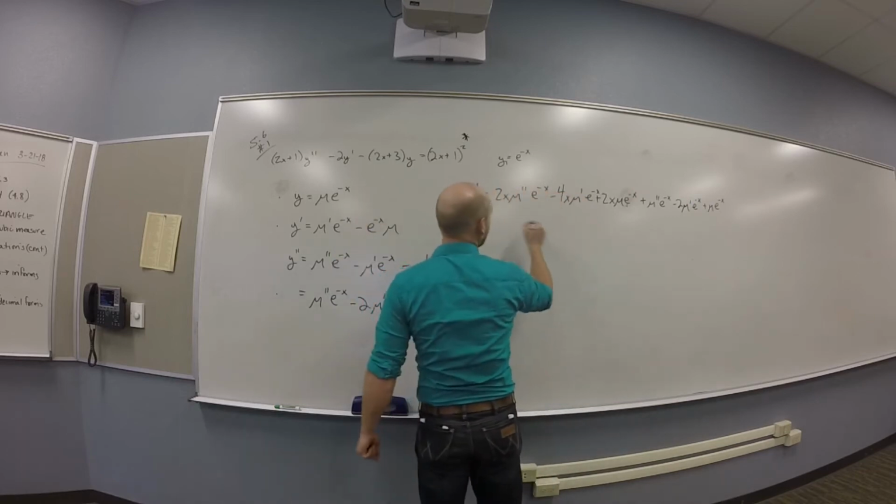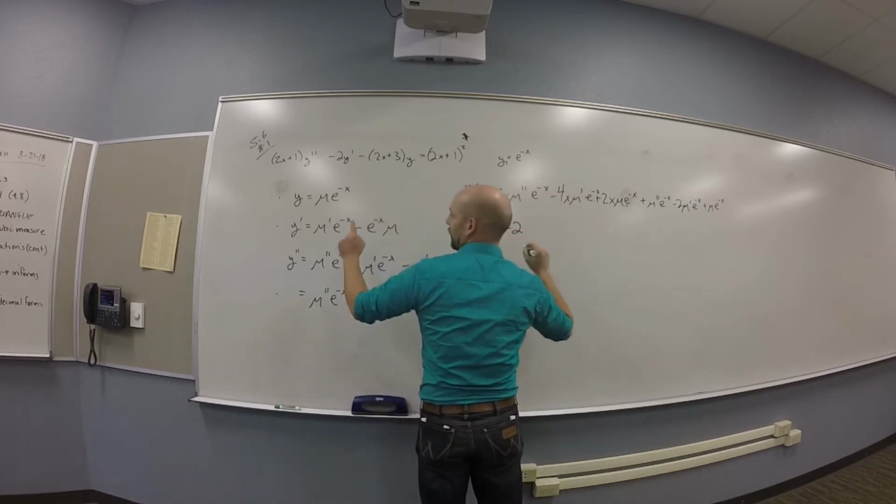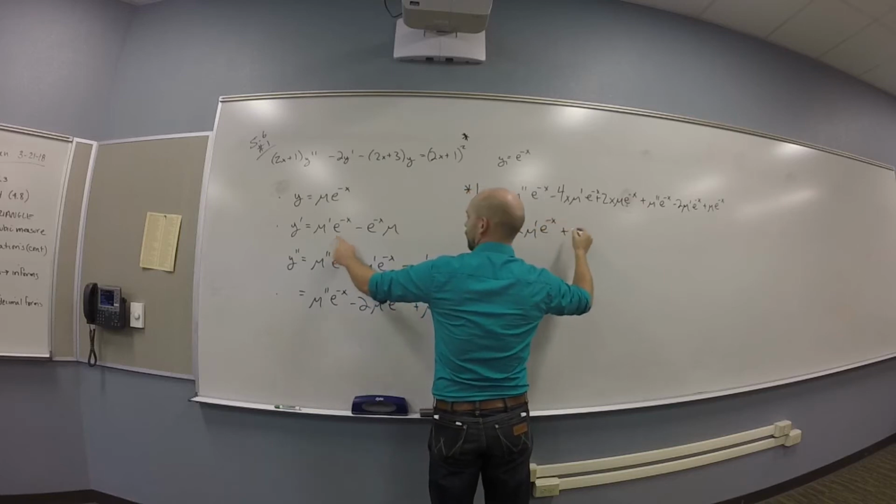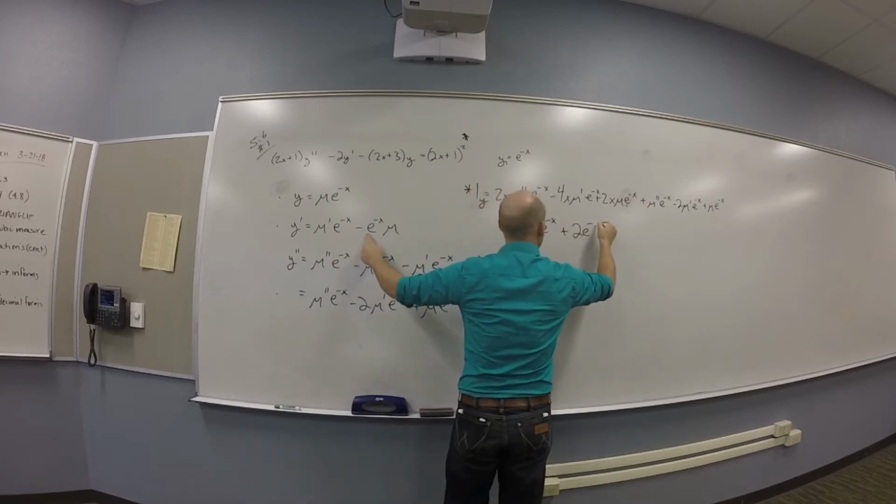And then I need minus 2 y prime, so I need a mu prime e to the minus x plus 2 e to the minus x mu.